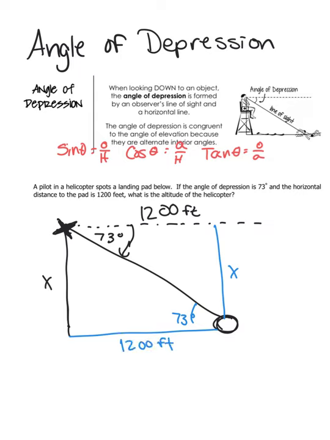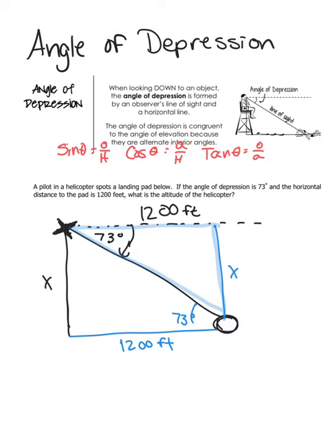So there's a couple of different ways that I can set this up. I'm going to go ahead and use my top triangle simply because I think it's the prettier one. No, it doesn't really matter. I'm just going to use this triangle here so I can focus on the angle of depression. If you use the bottom triangle, it still works.